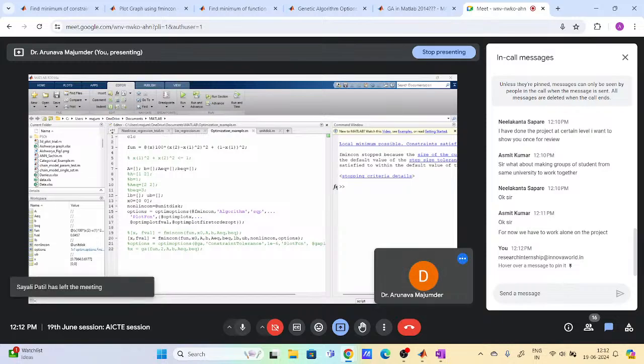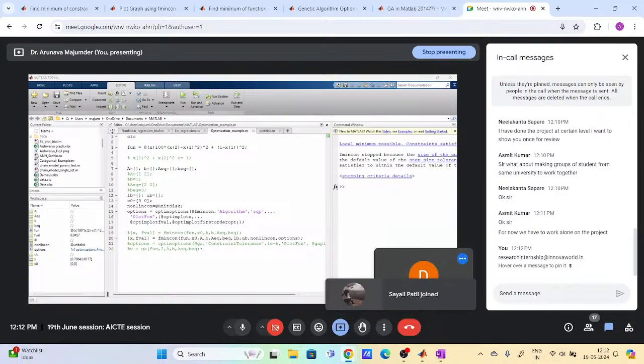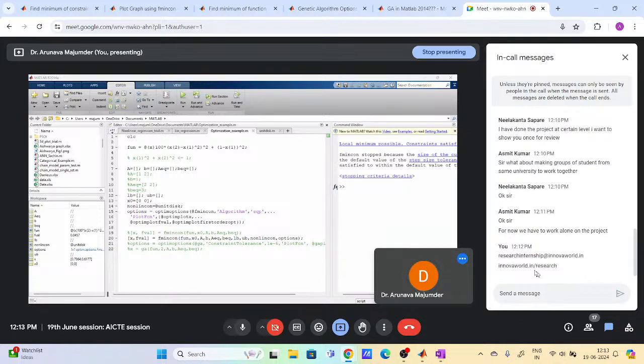So the sample report format is already on the innovaworld.in website. The domain has changed now, it is innovaworld.in, not .info. I'm writing it also: innovaworld.in/research. This is the URL from where you can download the sample report.